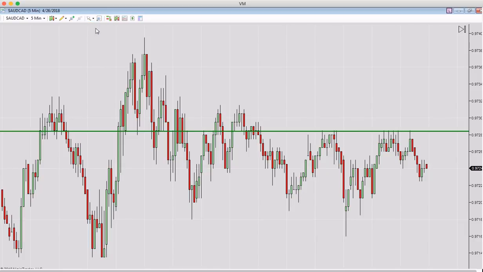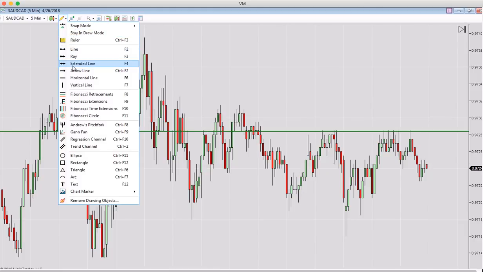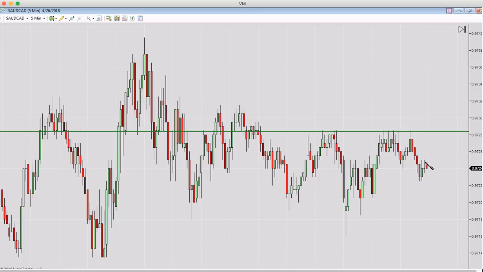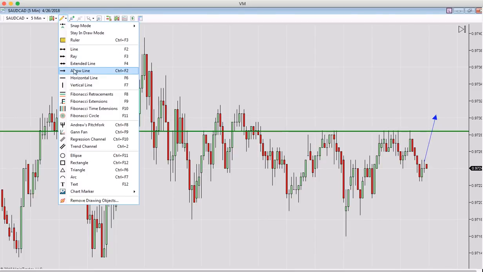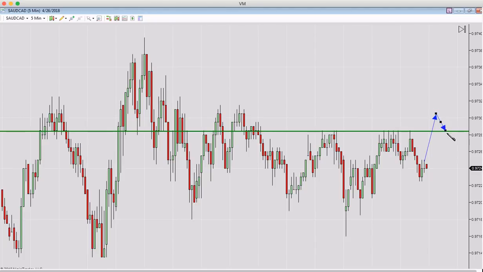So what we're looking for to take this trade is a break above here. We're looking for a break below there, and then we will enter right at the green line. Okay, so we're going to put Aud Cad down on our watch list.